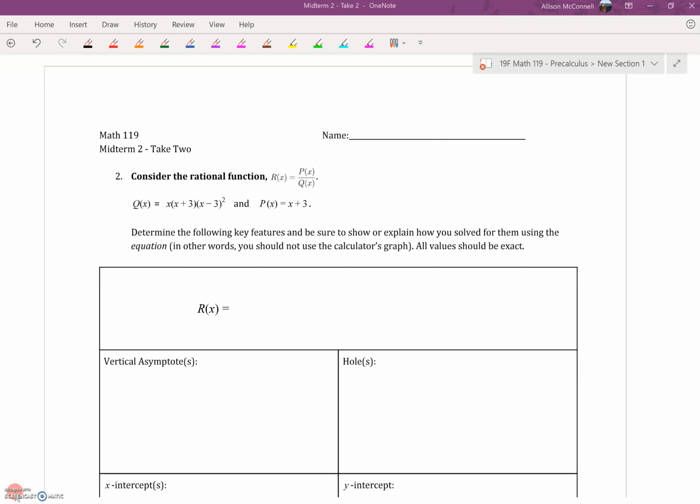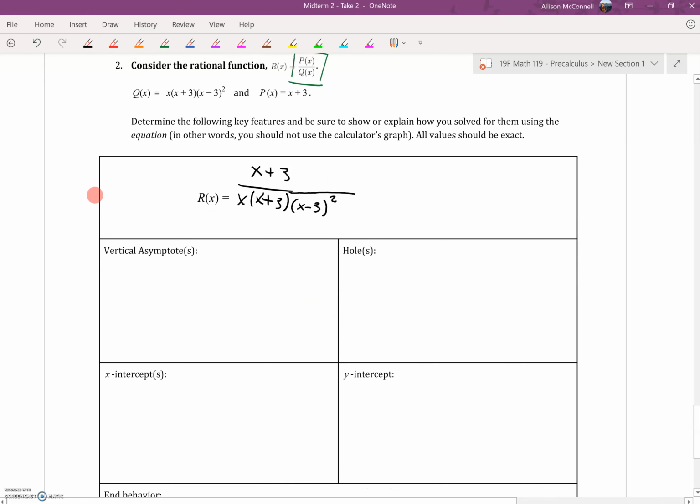Okay, so for whatever reason, people mess this up. R of x is defined for you here: P of x over Q of x. P of x and Q of x are also listed for you. All you had to do here was set them over each other. So we have x plus 3 over x times x plus 3 times x minus 3 quantity squared.